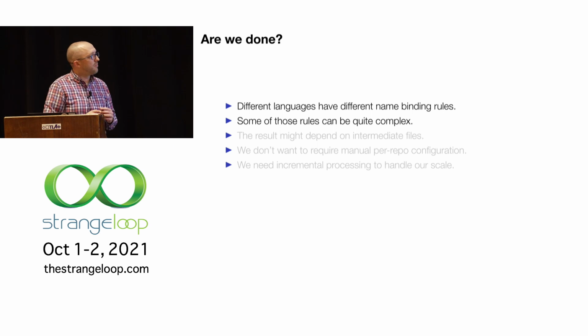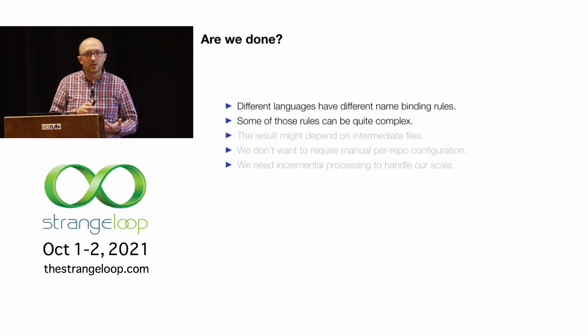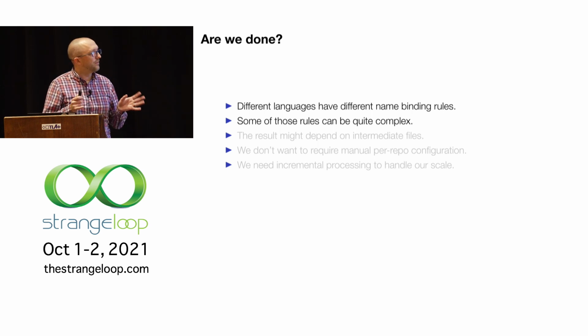Different languages have different name binding rules. Some of those rules can be quite complex. Pretty good answer there as well, because we can create whatever graph structure we need to implement the semantics of the language that we're talking about. So that one I think we've done pretty well on. We'll sort of get into whether or not that's true in a second or two.